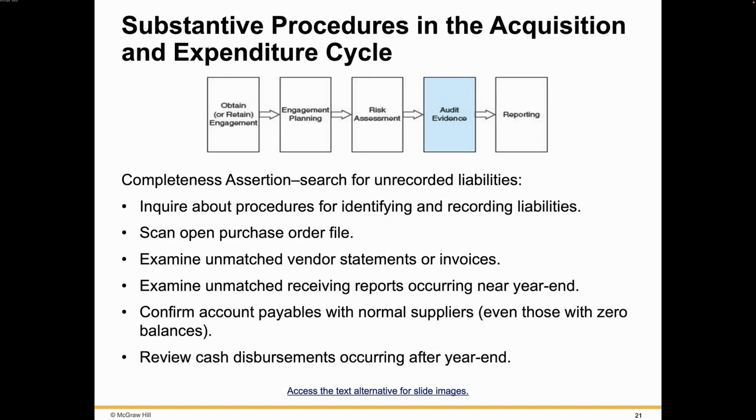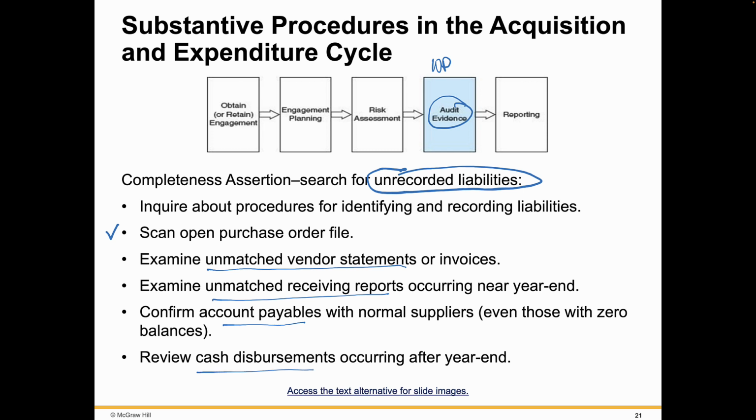Then we move from the risk assessment to the audit evidence. And this would be our work papers, right? Our audit work papers. So we're going to be searching for unrecorded liabilities. So we're going to ask, hey, how does the client identify and record liabilities? We're going to scan the open purchase order file. We are going to examine any unmatched vendor statements or invoices and any unmatched receiving reports. We're going to confirm the accounts payable with suppliers, and we're going to review the cash disbursements that happen at the end of the year to provide this audit evidence that we need to perform our substantive procedures.